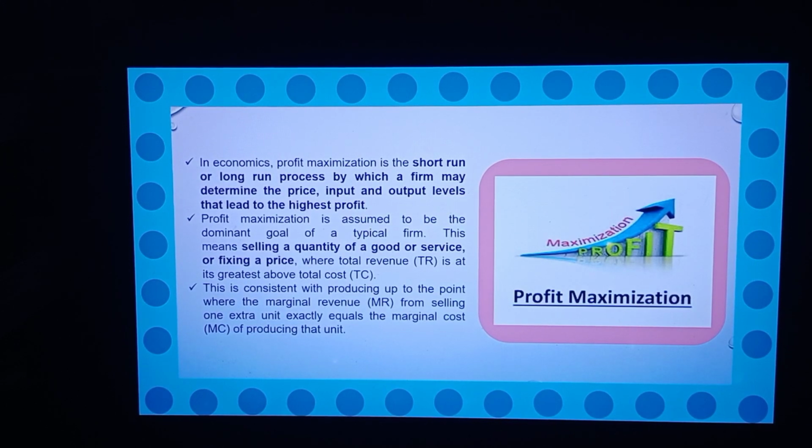Okay, ano nga ba talaga si profit maximization? In economics, profit maximization is a short-run or long-run process by which a firm may determine the price, input, and output levels that lead to the highest profit. So, ibig sabihin nito, sa ekonomiya, ito ang proseso kung saan maaaring matukoy ng isang kumpanya ang presyo kung saan mas nakakabigay sa kanila ng mataas na tubo.